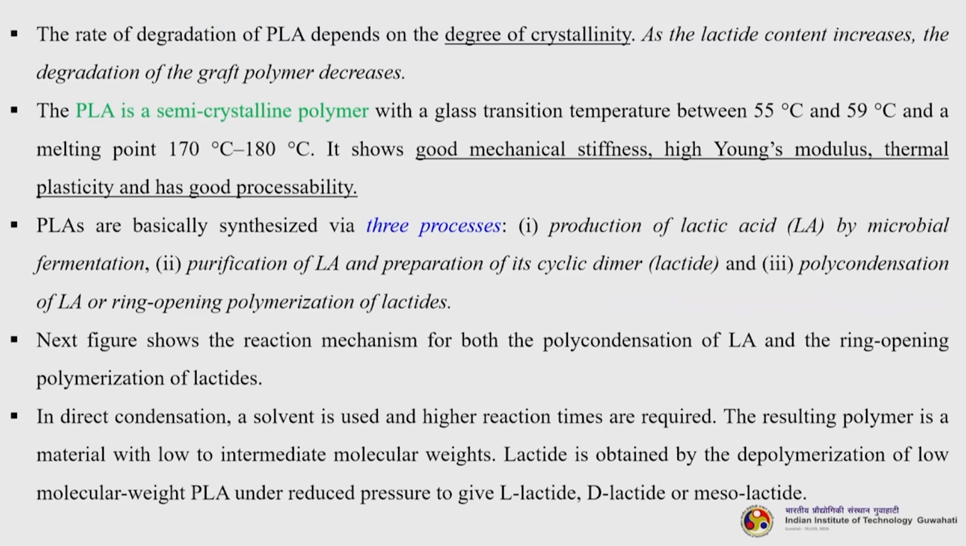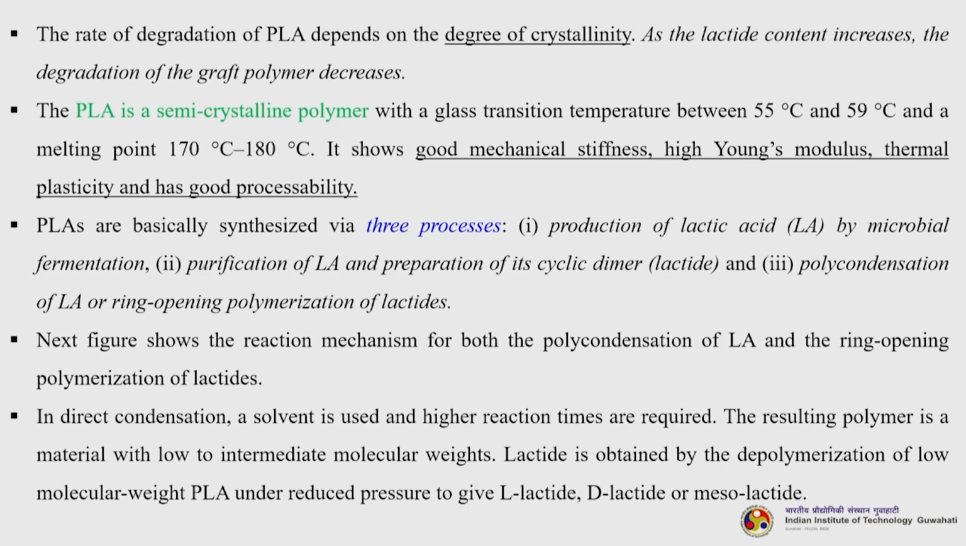As the lactide content increases, the degradation of the graft polymer decreases. PLA is a semi-crystalline polymer with a glass transition temperature between 55 to 59 degrees centigrade and a melting point of 170 to 180 degrees centigrade. It shows good mechanical stiffness, high Young's modulus, thermal plasticity and has good processability.